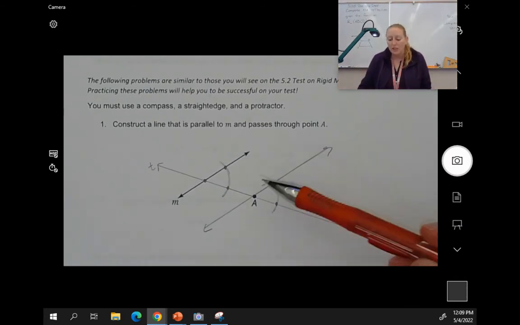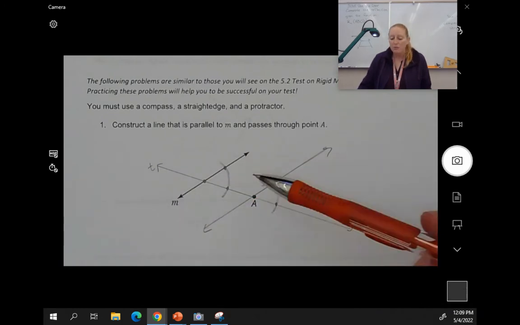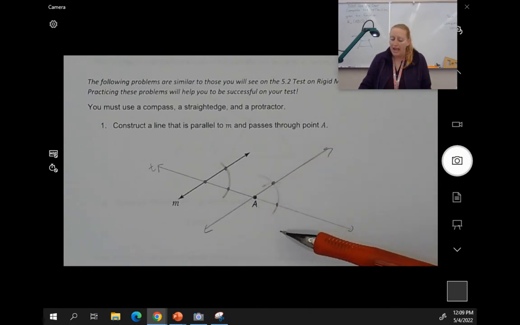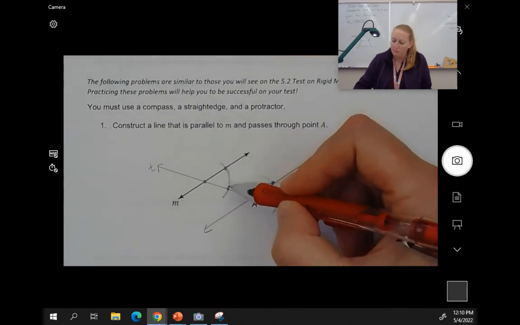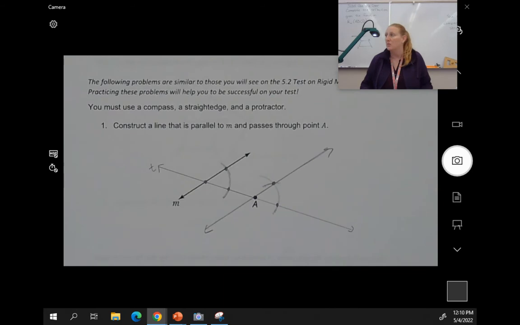Yay! So I'm going to be looking for that transversal line through our point. I'm going to be looking for those congruent angles, those matching arcs. And I'm looking for this little mark right here that shows me that you measured with your compass and made a little mark over there. So that's what I'm looking for when I'm looking at this problem. And you just made parallel lines. Good job. Yay.